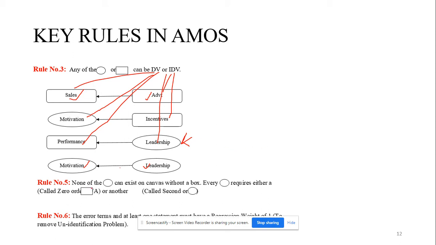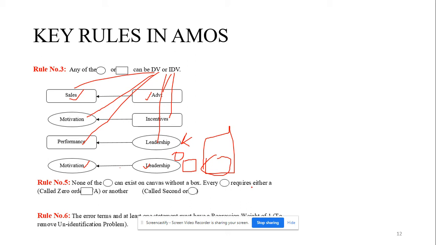Rule number five: whenever you have something like this, it is not shown here, but if this thing is there, then it must have another independent variable or a measured variable. So if something like a latent variable is there, it should have one of these two along with it.